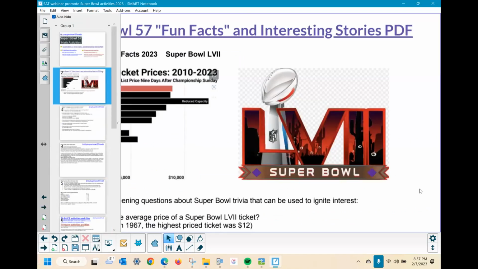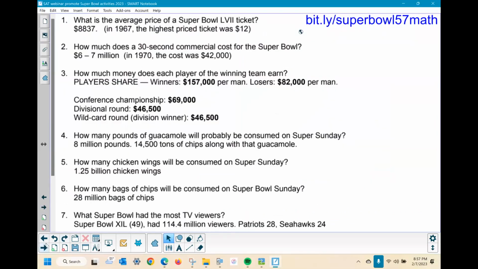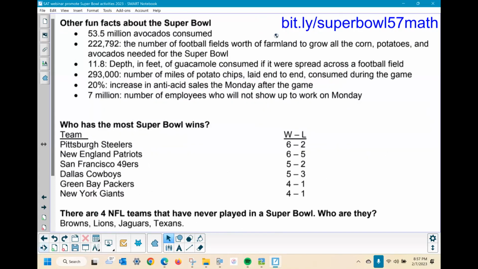So this is the fun facts. It shows the Super Bowl price for the tickets. Also, it has how much a 30-second commercial costs this year? It's between $6 and $7 million. In 1970, it was $42,000. How did the name Super Bowl originate? Some fun facts, which teams have been there. My Cleveland Browns are the only team that have never hosted nor ever been in the Super Bowl of all the teams in the entire NFL.